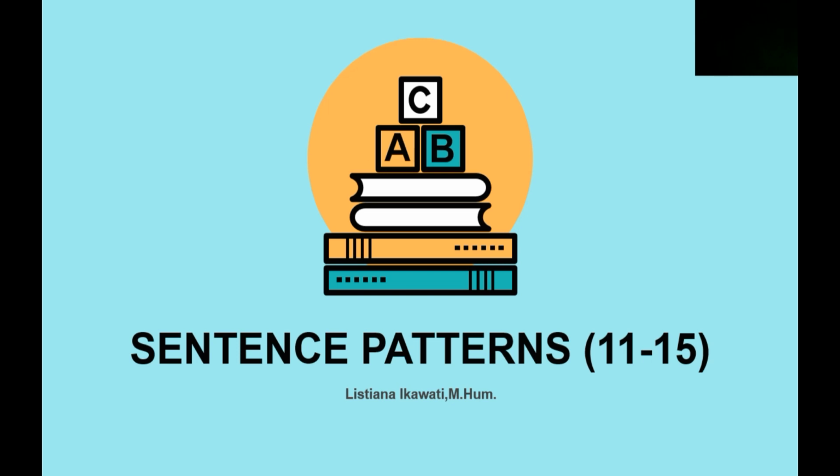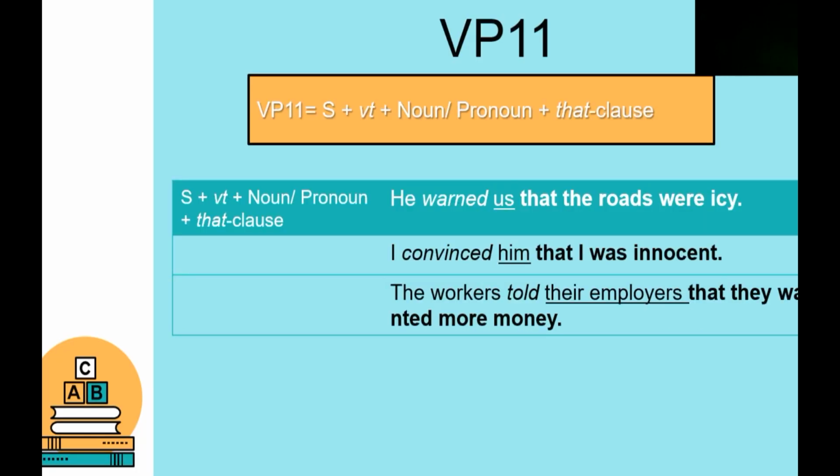Okay, let's check the patterns. We will start from VP11. The formula is subject plus VT plus noun or pronoun plus that clause. So here, the noun or pronoun is becoming the indirect object. For example, he warned us that the roads were icy. He is the subject, warned is the VT, us here is the pronoun functioning as IO, and that the roads were icy is the that clause.